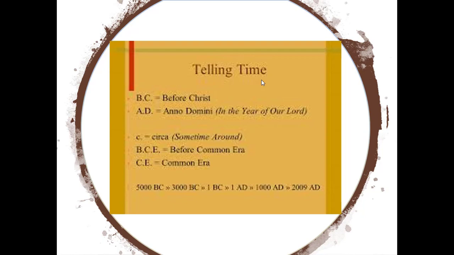Well, for as long as I can remember, we've always measured time by BC and AD. We always measured time around the birth of Jesus Christ. So BC means before Christ. AD means Anno Domini, or in the year of our Lord. It does not mean after death. Okay, that's not what it means. If we went by BC and AD after death, we would lose the 33 years of his life. So in the year of our Lord, year one, that's the year he was born. So we've always measured time around this Christian figure.